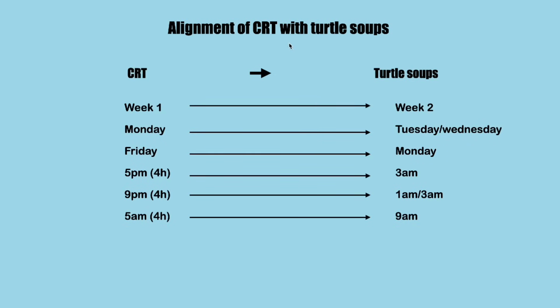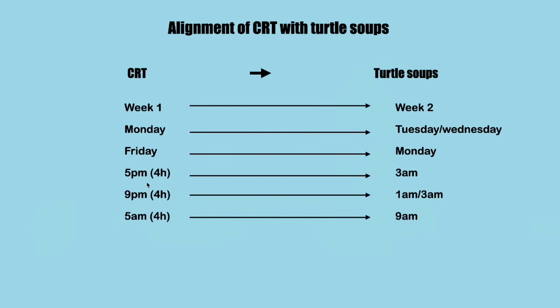So let's align your CRTs with turtle soups. The CRT range will form in the first week of the month, and the turtle soup will occur in the second week. The CRT range will form on Monday, and the turtle soup will form on Tuesday or Wednesday. Why Tuesday or Wednesday? Because Tuesday can be an inside bar, and Wednesday can be the turtle soup. For a high probability CRT, if the CRT forms on Friday, the turtle soup will occur on Monday.